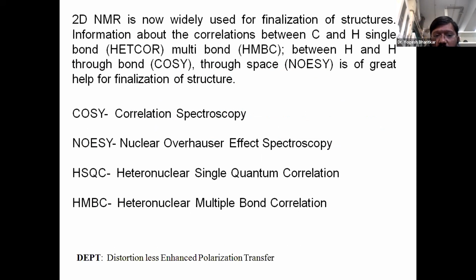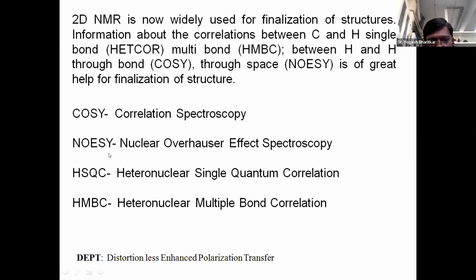COSY is correlation spectroscopy. Here we get the correlation between proton and proton in a two-dimensional spectrum. NOESY is nuclear Overhauser effect spectroscopy. In COSY the proton-proton correlation is through the bond, and in NOESY it is through space. That means in spatial terms, when the distance between two hydrogens is less than 5 angstrom, we get the NOESY relationship.